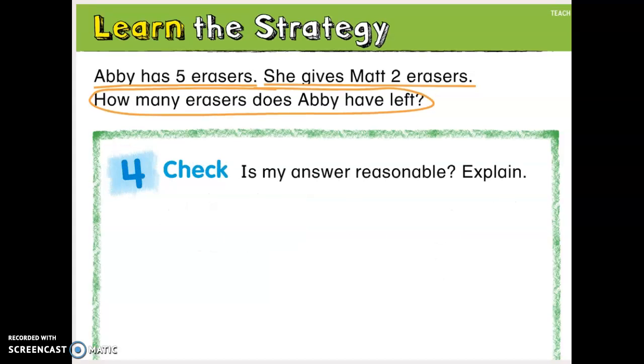Now, number 4 in our strategies is called check. So you're going to check, is my answer reasonable? And you need to explain. So I can say that when I say 5 minus 2 equals 3, that makes sense to me because I had 5 erasers to begin with and I took 2 away. So now I have 3 that are left. All right, now we're going to go to the next page.